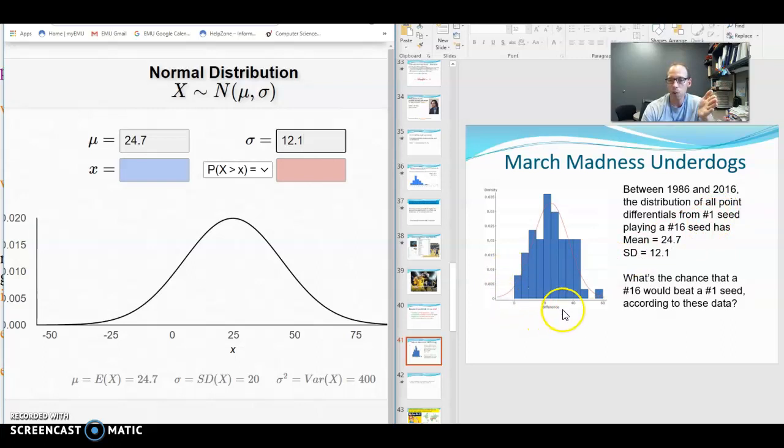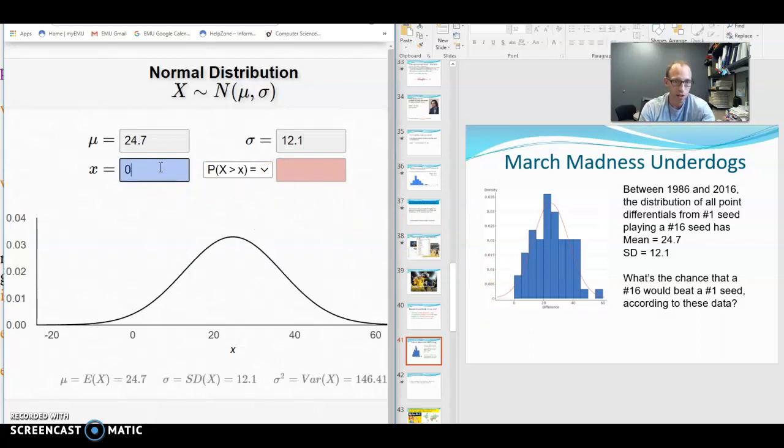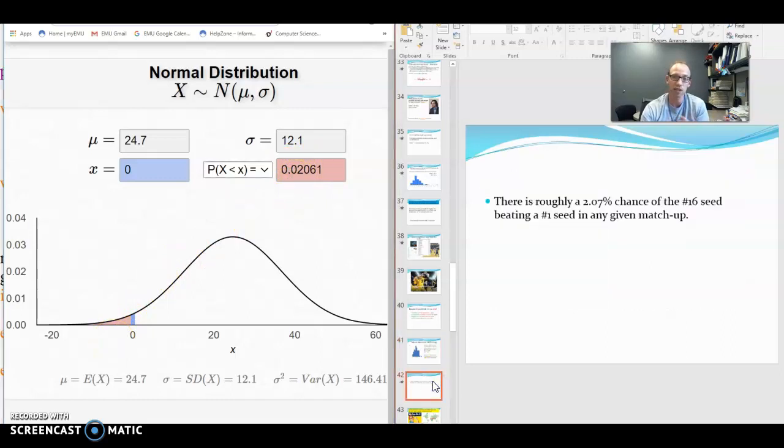We want to know what portion of this normal distribution is below 0, because those negative numbers are when the number 16 seed actually had more points than the number 1 seed. So this is the portion of times when the 1 seed wins. If we go this side, it looks like about 2% of the time the number 16 seed should win, should upset. And that's indeed what happened when UVA got upset. Okay, there we go, a few examples.